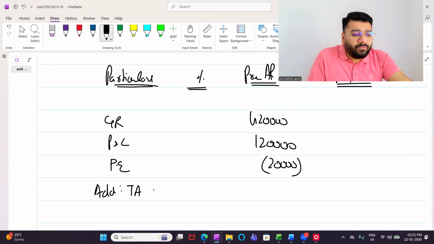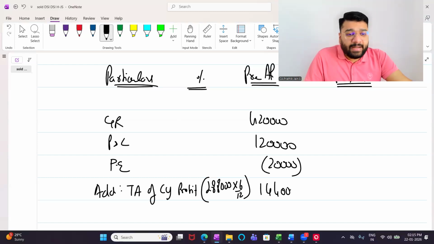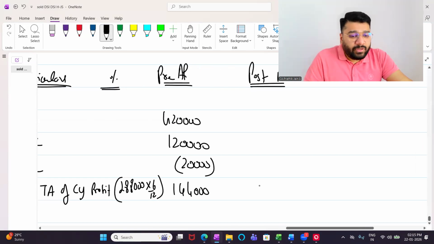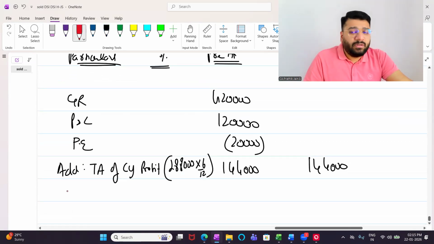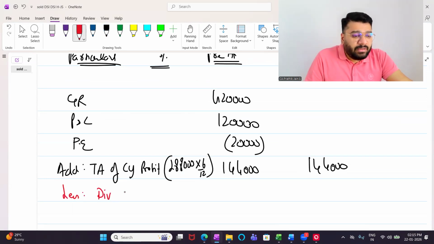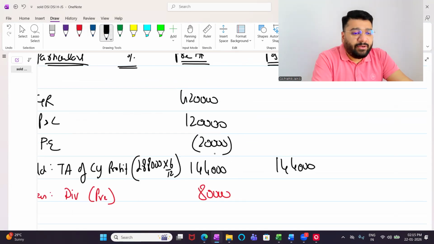So time adjustment of current year's profit. How much is the current year's profit? 2,88,000. 2,88,000 into 6 by 12. How much is it? 1 lakh 44,000. Got it? From this, I have to minus dividend. Dividend is pre or post? It is given out of the pre-profit. So it is pre-dividend. So less dividend, pre-dividend. How much? Full 80,000 you take. Be careful. Full 80,000.